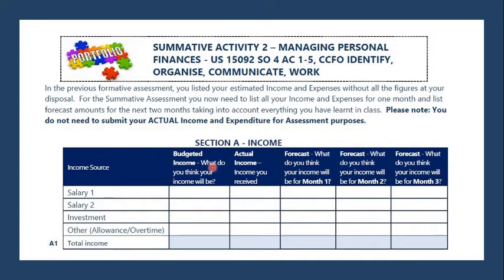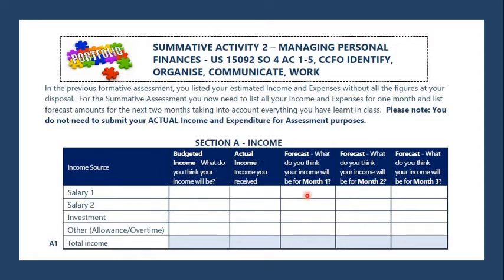Now the columns here, income source, salary 1 is you. So budgeted income, what do you think your income will be? Of course, that might vary a little bit because you might have an allowance paid to you, travel allowance, or maybe you worked overtime. The word budgeted means what did I plan? Actual income, the income you received, what really happened.